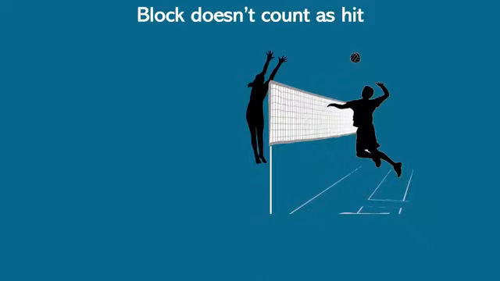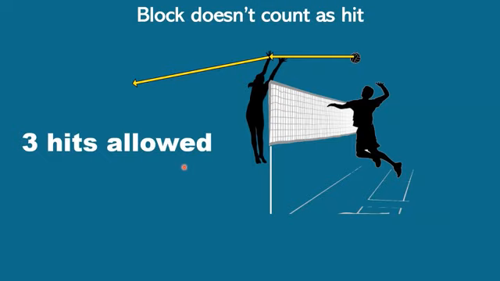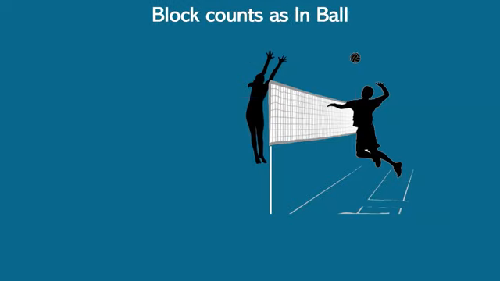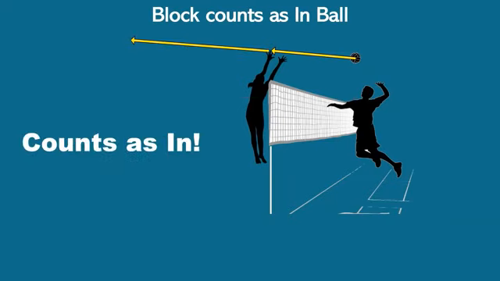Now, one thing that you need to keep in your mind is a block doesn't count as a hit. So a team is allowed to have 3 hits to pass the ball, but the block doesn't count. So in this case, let's say it hits the blocker's hand and goes to the team, they would still have 1, 2, and 3 hits to get the ball back. The con is if the ball hits the blocker, then it is counted as in. So let's say the ball was going way out, but it hit the blocker, then it would be counted as in. So you would lose a point. So the blocker needs to be careful as well.